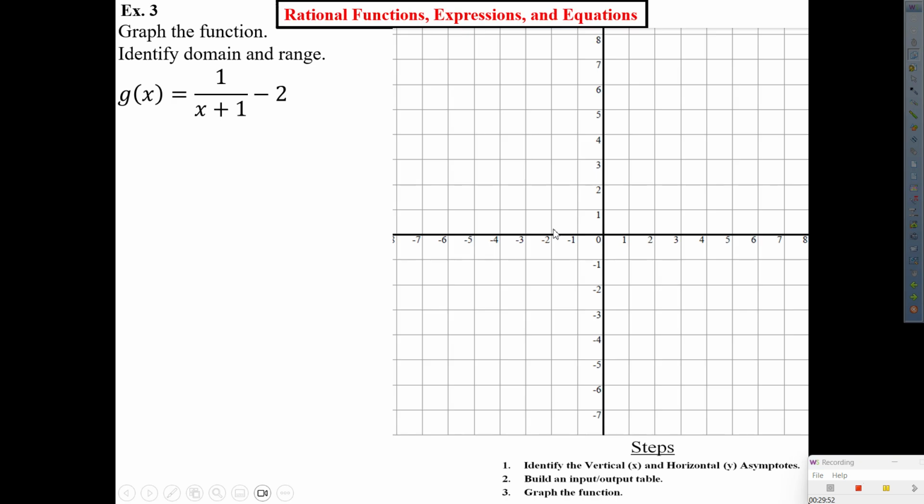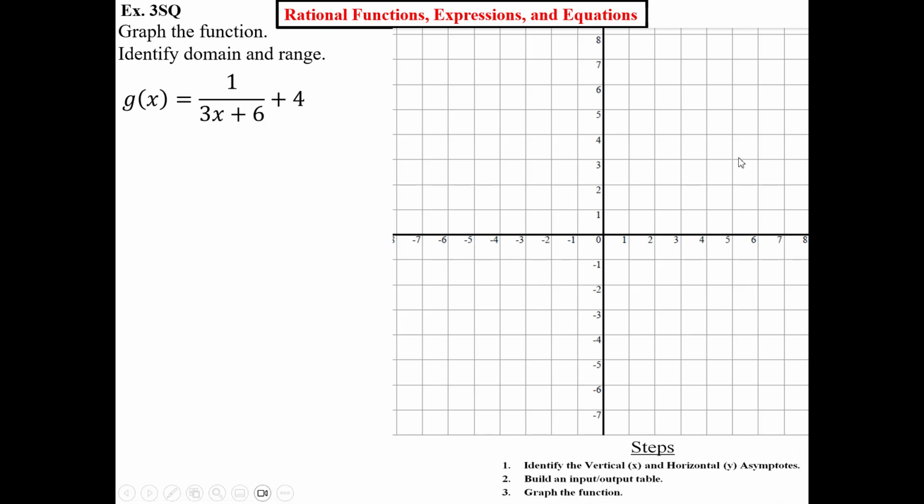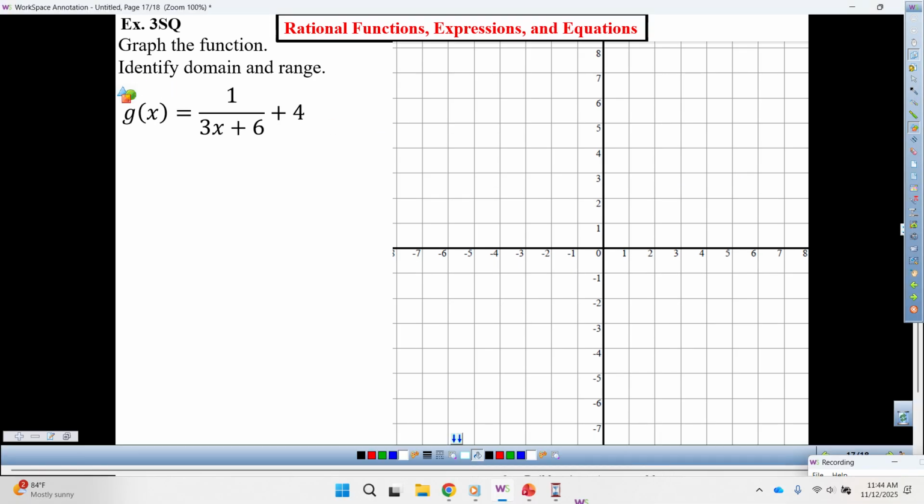Go to the next one. Copy this one. Example number 3. Actually, no, too easy. Hold on. This one, example 3 super cube. Go to a new graph. Don't worry about domain and range. Right now we're just focusing on graphing the function.